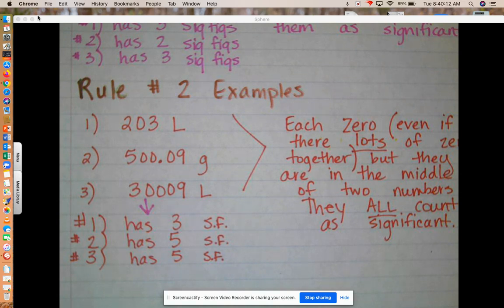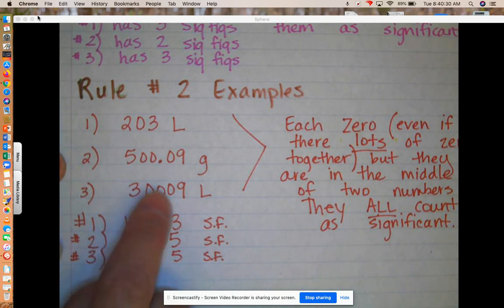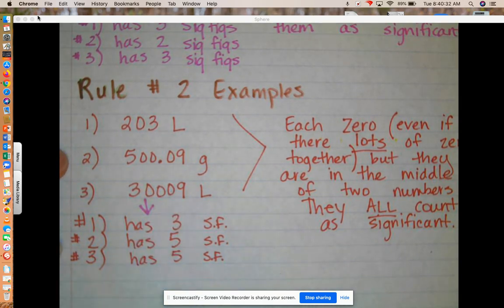These guys, 3 zeros again, comma, decimal, it doesn't matter. They are between 2 numbers, so all of those zeros count. So this one would have 3 significant figures. This one has 1, 2, 3, 4, 5 significant figures. And then that bottom one has 5 significant figures as well. 1, 2, 3, 4, 5. Everybody okay with that rule? Thumbs up, we're okay? Rule number 3.